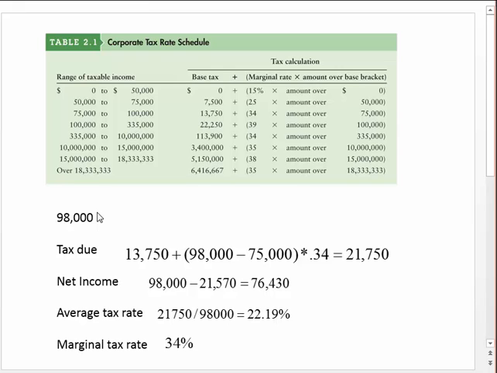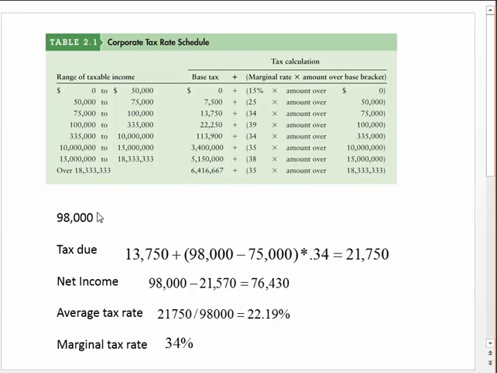So the formula: 13,750 plus the difference between 98,000 and 75,000 times the marginal tax rate of 34%. So the tax that we would pay is $21,750. Net income is just the difference between the earnings before taxes and taxes. That's $76,430 in net income.